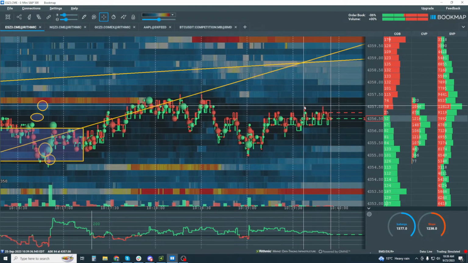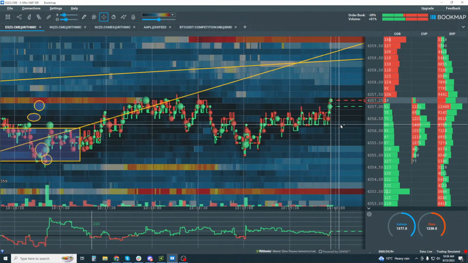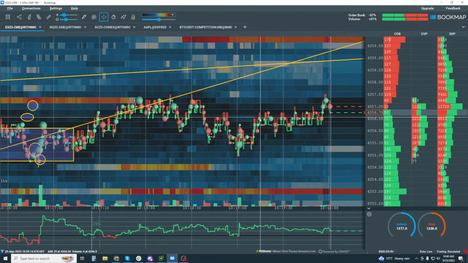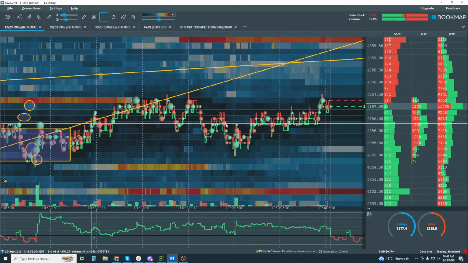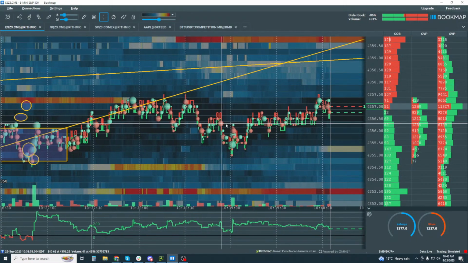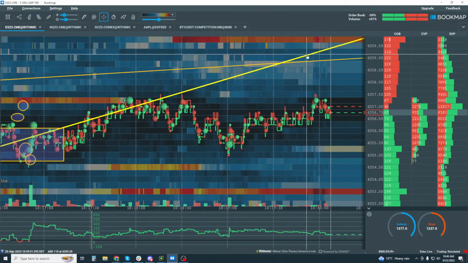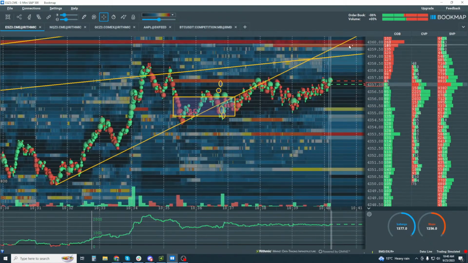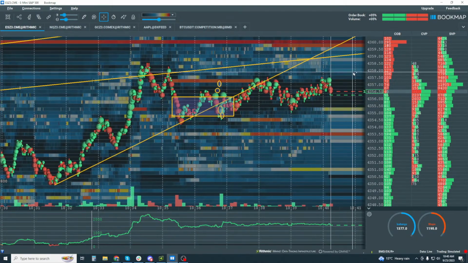Okay, there's exhaustion. Do we get sellers down here? Nope, we're getting our buyers in here. Okay, so we didn't have to take that added risk in here. Okay, more buyers again.